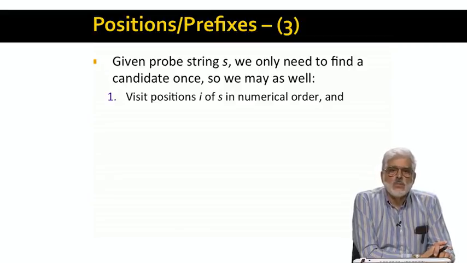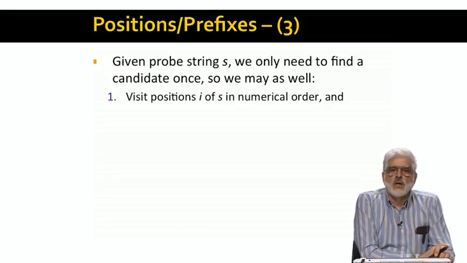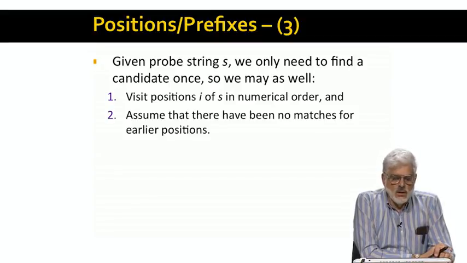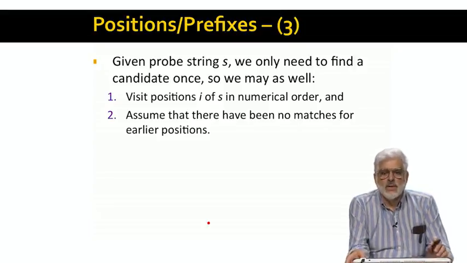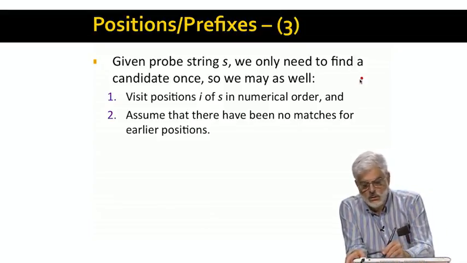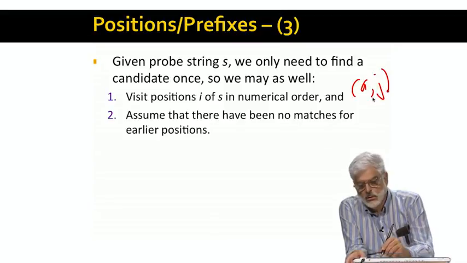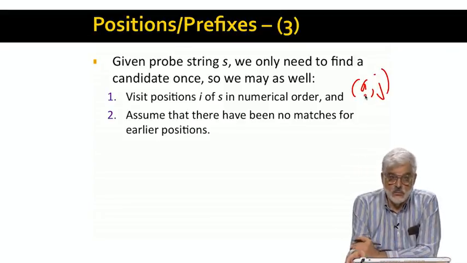So we're going to visit the positions i of string S from the left, that is for i equals 1, 2, 3, and so on in that order. Suppose we find a symbol A in position i. Then we're going to look in certain buckets, A,j, to find candidate strings T to compare with string S.